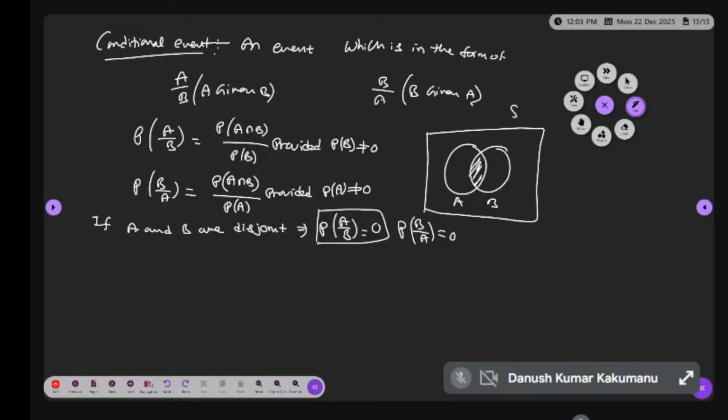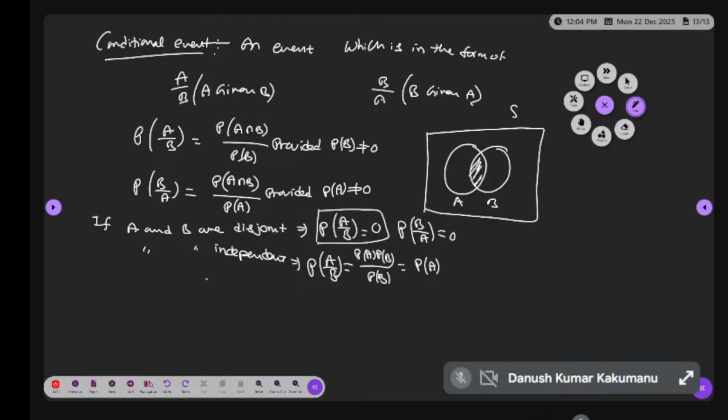If A and B are independent, what is P of A given B? Everybody should respond. If A and B are independent, P of A given B is P of A into P of B divided by P of B. Both cancel. What is the result? P of A.